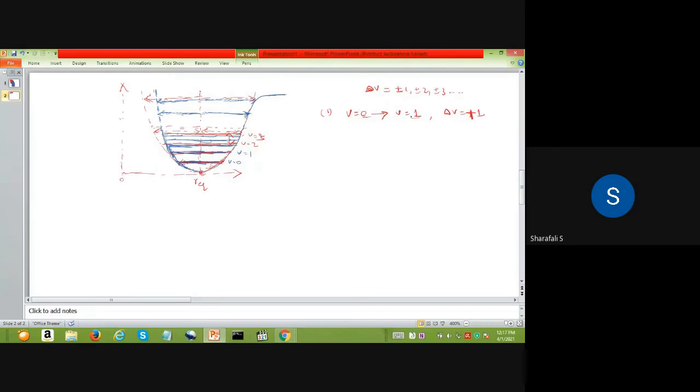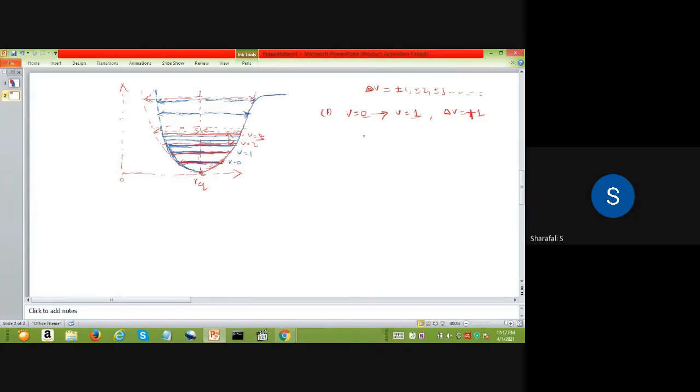If it is going from V equal to 1 to 0, then delta V is equal to minus 1. So we have to take the final state minus the initial state. So 0 minus 1 will come as minus 1. That is also allowed. So delta V should be equal to plus or minus 1, plus or minus 2, plus or minus 3, etc. These are the selection rules for this vibrational transition. Okay, so in the first case, we have considered the transition from 0 to 1.